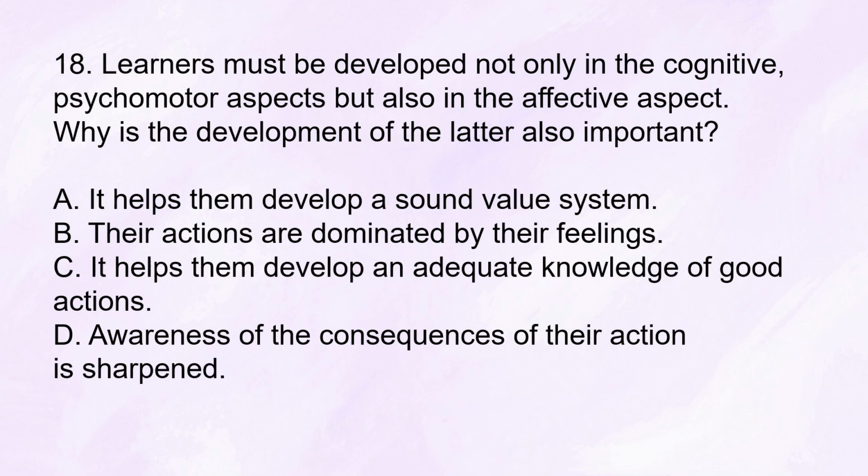Number 18. Learners must be developed not only in the cognitive, psychomotor aspect but also in the affective aspect. Why is the development of the latter also important? Letter A, it helps them develop a sound value system. Letter B, their actions are dominated by their feelings. Letter C, it helps them develop an adequate knowledge of good actions. Or letter D, awareness of the consequences of their action is sharpened.